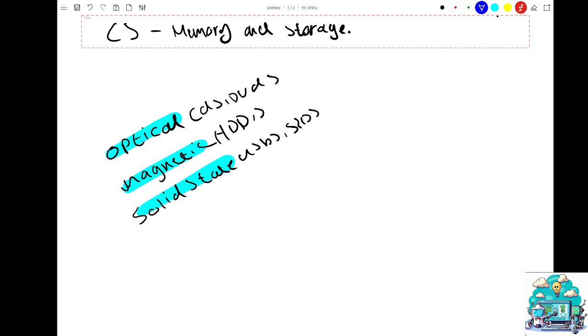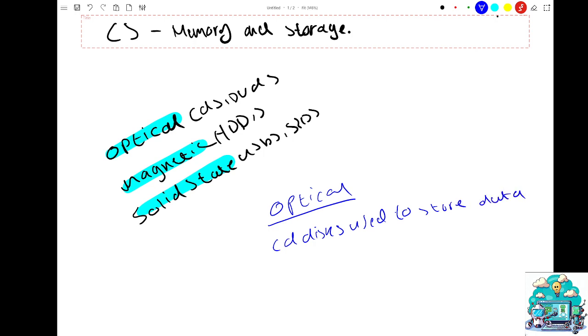So optical, so CD discs used to store data. Good for archiving, but can easily be broken.